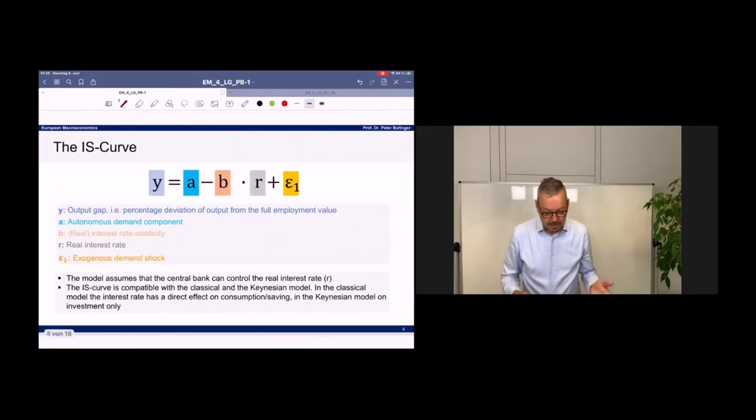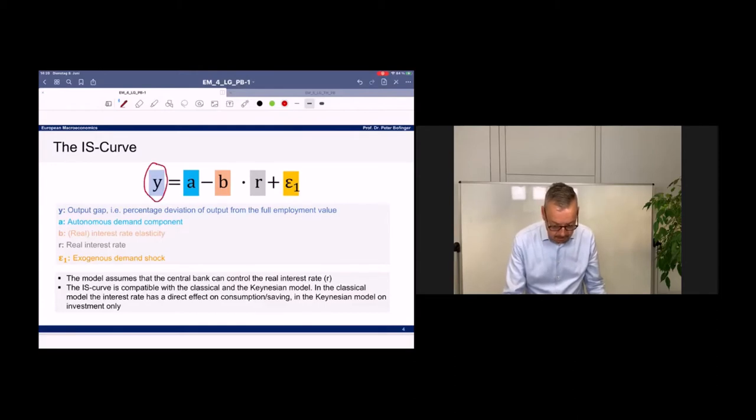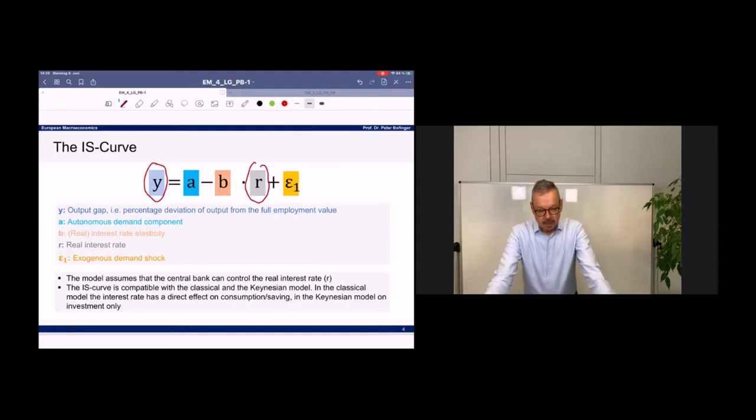So the IS curve shows the relation between the output gap, that's Y, and the real interest rate. The idea is output is determined by the real interest rate, and there's a negative relationship. If the real interest rate goes up, there will be less aggregate demand, output will decline, and you can do this via investment demand or via consumption demand.